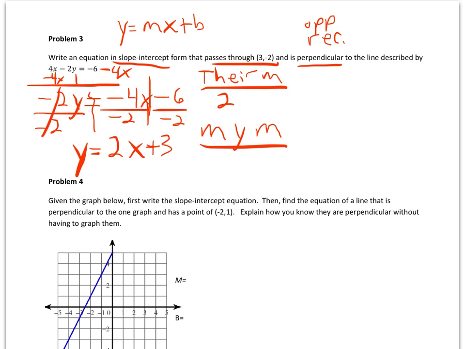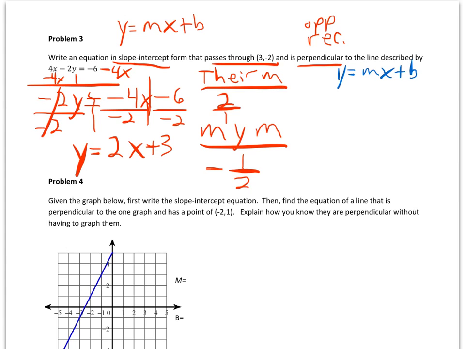Well, if their m is 2, and we could write it as a fraction, my m is the opposite reciprocal. So what is the opposite reciprocal of 2 over 1? Well, it would be 1 over 2, and there was a positive, so now it is a negative. So now I need to write the slope-intercept equation, plugging in my data. y equals mx plus b.